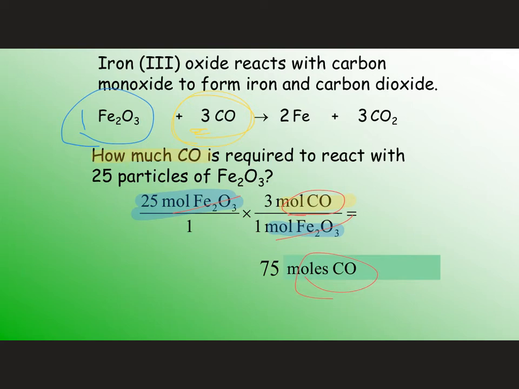Now simply to do the math. So in the calculator I would type in 25 times 3 and then divide that by 1 only on the bottom. So basically 25 times 3 is 75. For significant figures, I started with 2 significant figures, so I'm going to end with 2 significant figures. So the final answer is 75 moles of carbon monoxide.